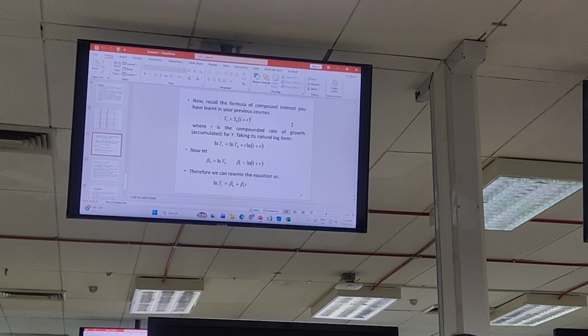So let's say you want to know the value of A after 10 years of investment. Let's say your P is 100, and your interest rate is 10%, 0.1, for 10 years. So after 10 years, let's say every year you get 10% interest profit. Okay, so at the end of 10 years, you should be able to get 200.